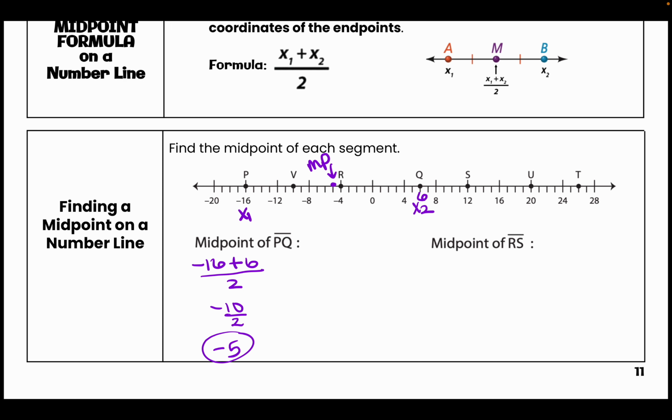Okay, midpoint of RS. R would be our x1, S is x2: negative 4 plus 12 over 2. Negative 4 plus 12 is 8. 8 over 2 is 4. So right here, 4 would be the midpoint of RS.